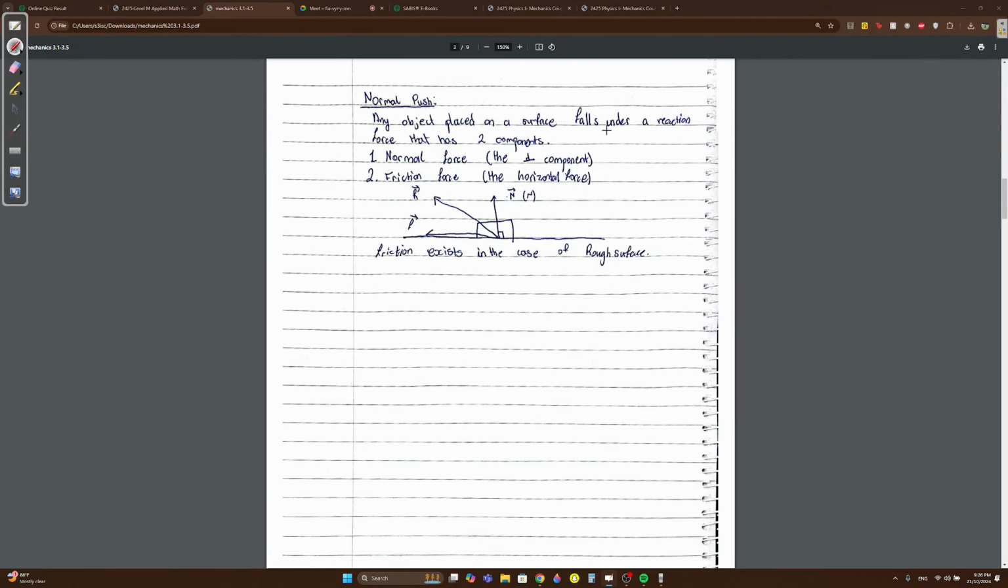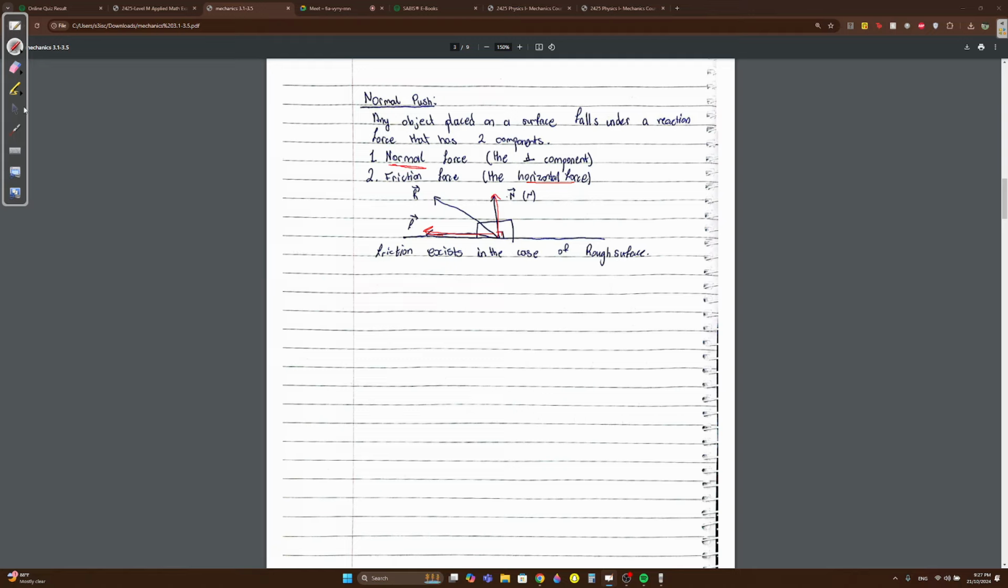Any object placed on a surface falls under a reaction force that has two components: the normal force and the friction force. Let's talk about the normal force. The friction force can come as multiple choice. The friction force is the reaction of the surface which pulls it in the opposite direction. It's the horizontal component. And the normal force is the reaction of the surface upwards in the perpendicular direction.